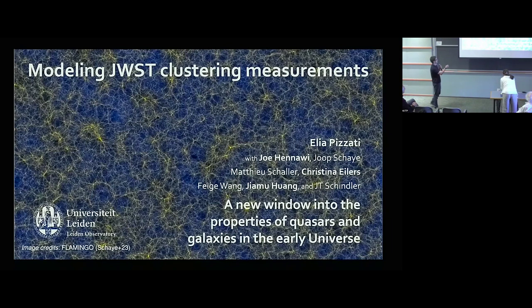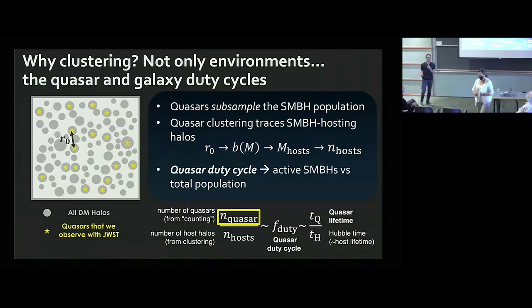Okay, I do want to go back to what Christina was mentioning this morning, which is the fact that the clustering does not give us information only about the environment, so the dark matter halo masses, but it's also telling us something about time scales in an aggregate sense, and talking about the duty cycles of quasars and galaxies. And we can try to understand these by taking, for quasars, for example.